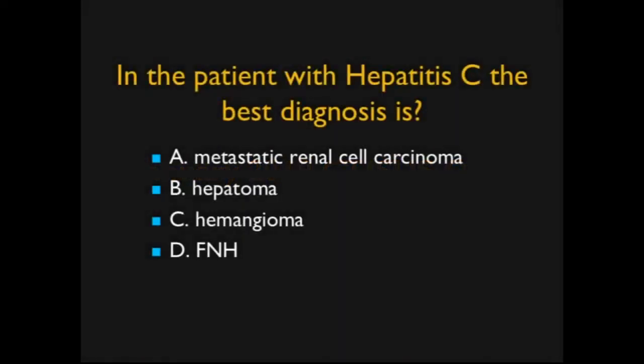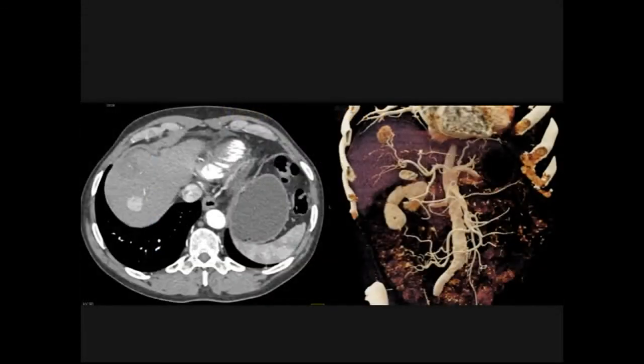In this case, patient has hepatitis C. What's the best diagnosis? When you look at the axial images alone, you see approximately a 2-centimeter hypervascular mass in the dome of the liver. When you look at the 3D cinematic rendering, you see the neovascularity feeding this mass. This is just a beautiful example of a malignancy. In a patient with hepatitis C, the likely diagnosis is, of course, a hepatoma.